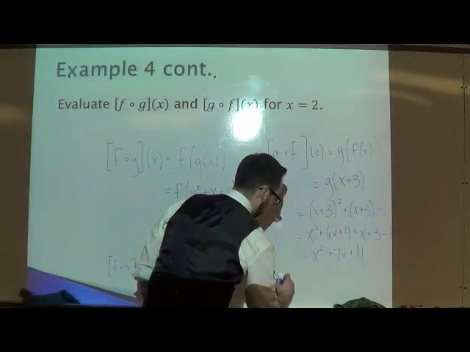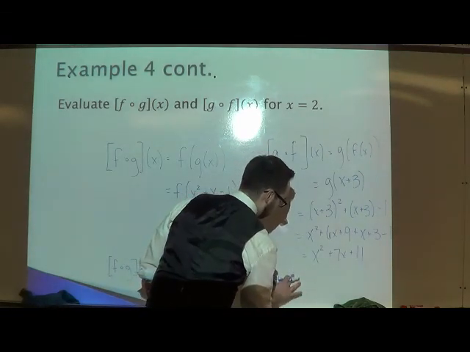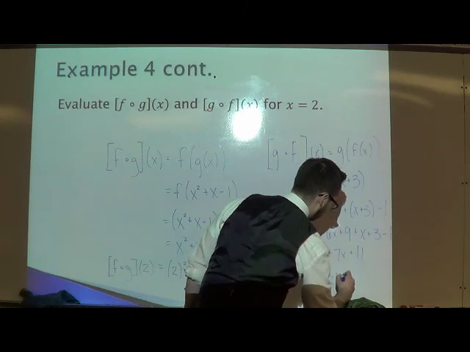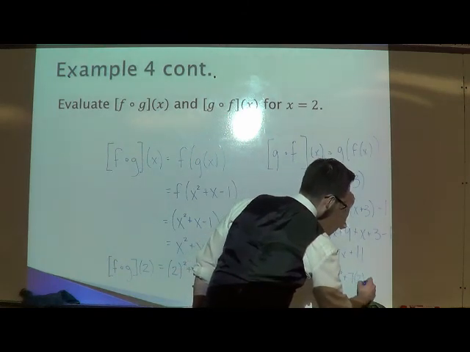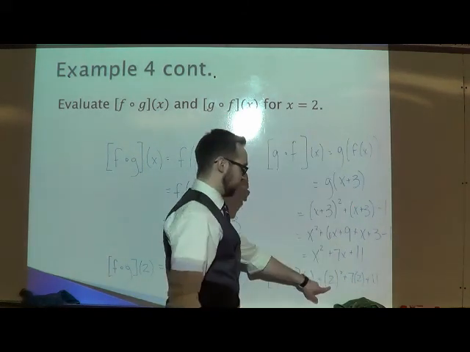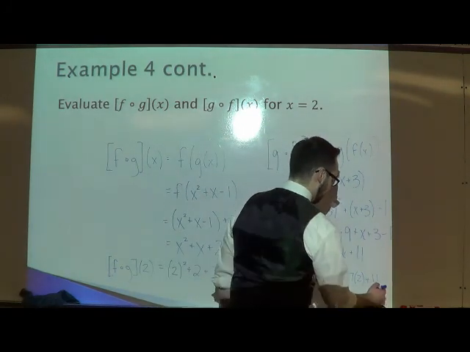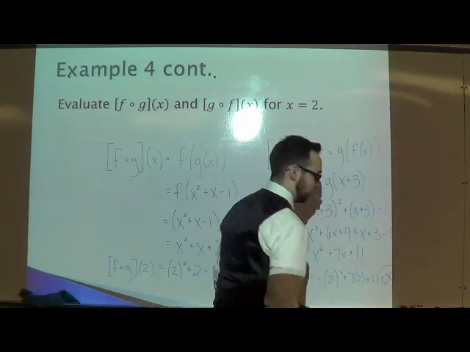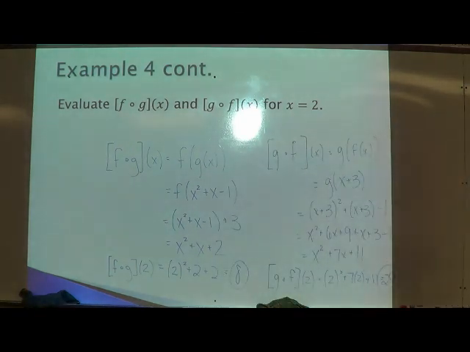Same thing over here. We're going to have g of f of 2. So I plug in 2. We get 2 squared plus 7 times 2 plus 11. 2 squared is 4 plus 14. It's going to be 18 plus 11 is 29. Again, two different answers.